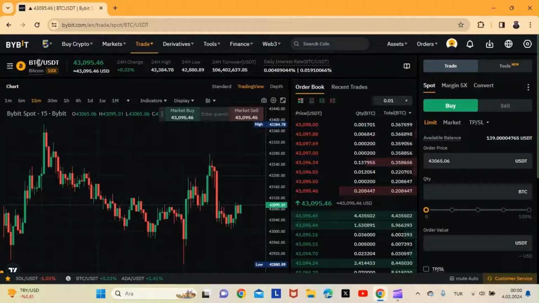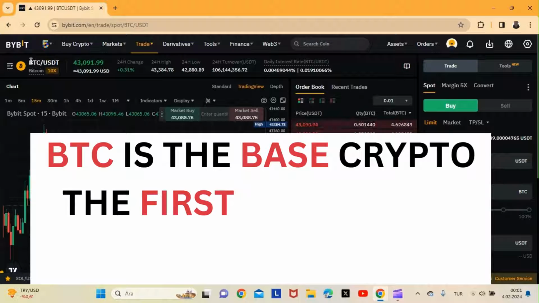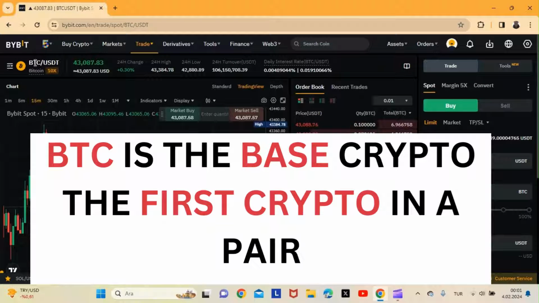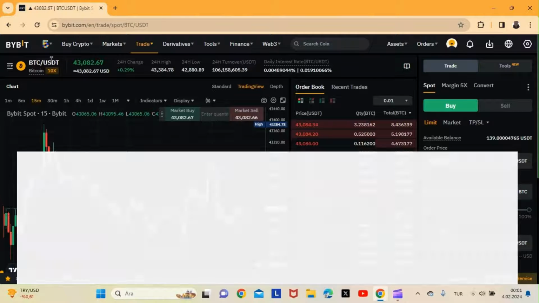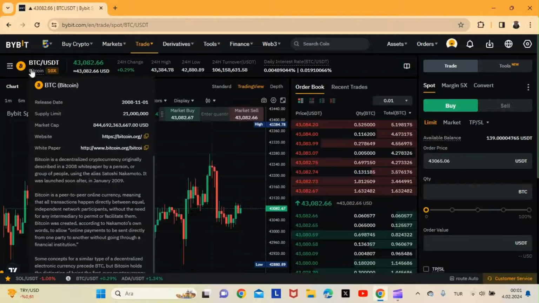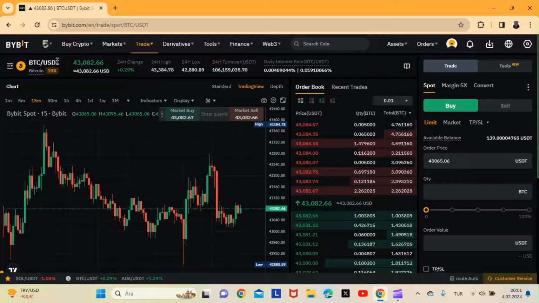Now you say BTC USDT. What does this mean? BTC here is called the base currency. This is the first, the base. And USDT is called the quote. The base currency is the currency which we are going to buy, and the quote currency is the currency which we are going to use to get the base crypto.